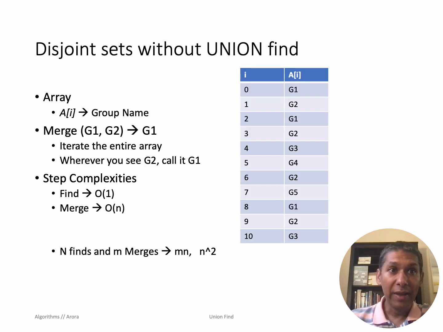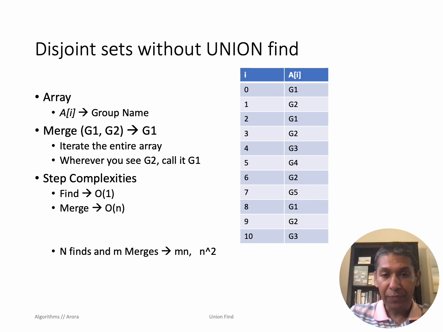Okay. Before we dive into union find itself, let's see how we would approach this problem if we did not have union find. Maybe we could just use an array, in which the index represents the element, and the value in the array tells us which set it belongs to. So A[i] is a group name or the set name.